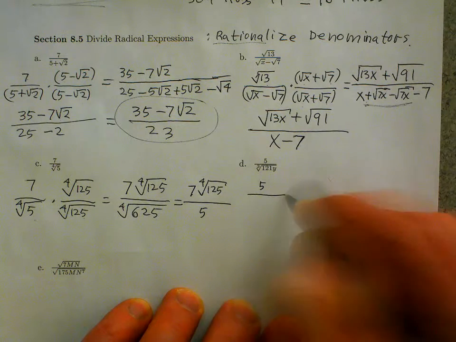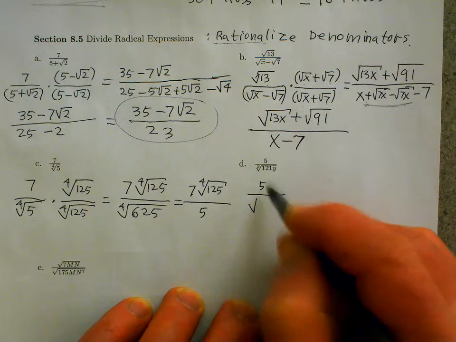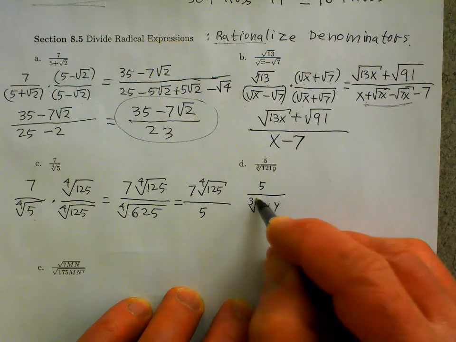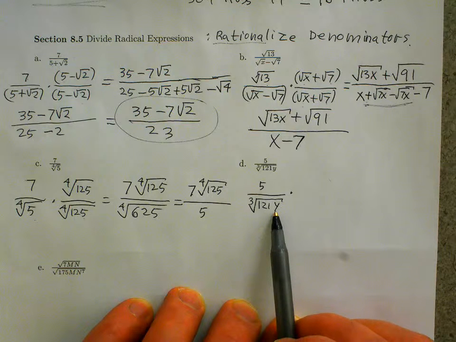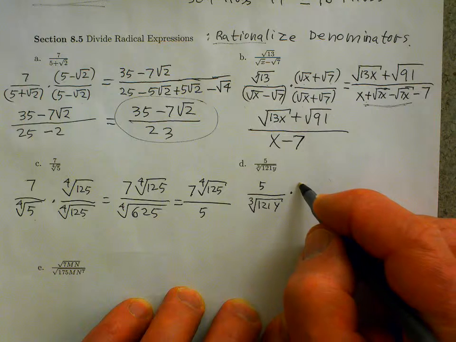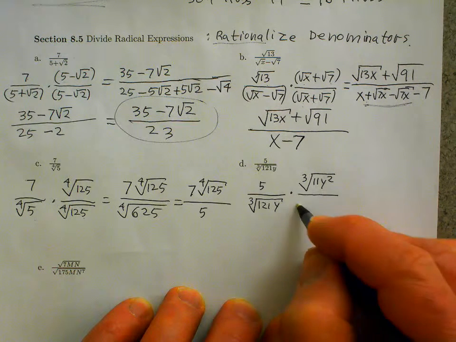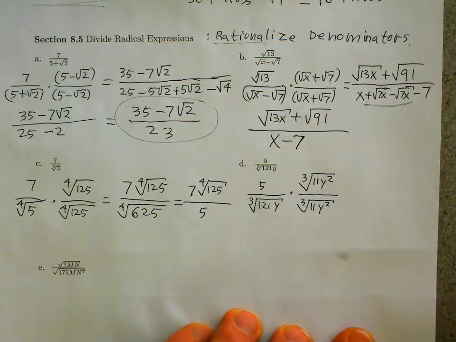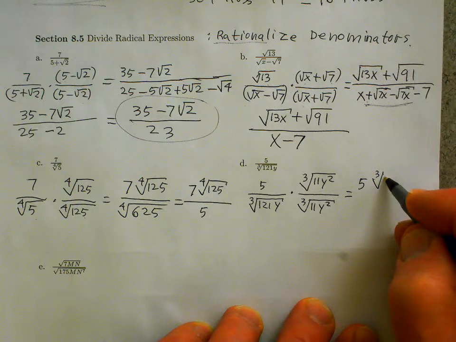So the form that one takes this time, oh, I have to deal with y here too, but I'll just rewrite this. The 5 divided by the third root of 121y. What would I have to multiply by y to get a perfect third power? Y to the second. Y to the second times y is y to the third. So the form that one takes is going to be the third root of 11y to the second divided by the third root of 11y to the second. Okay, so the numerator is finished, 5 times the third root of 11y to the second.